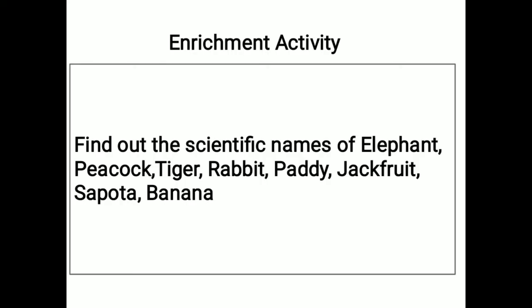So now there is an enrichment activity for you. Note down the activity in your science diary. Find out the scientific names of elephant, peacock, tiger, rabbit, paddy, jackfruit, sapota, banana. You can find out these scientific names either from the internet or from some books related to taxonomy. So thank you.